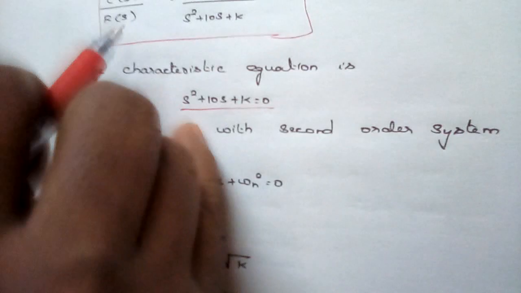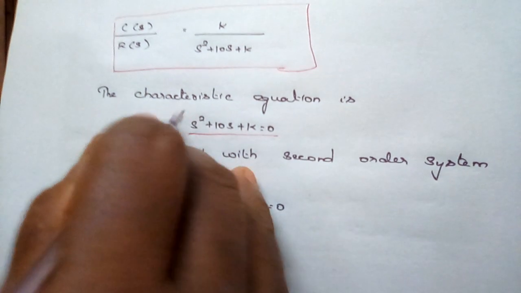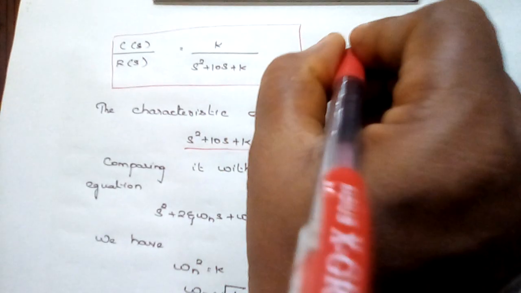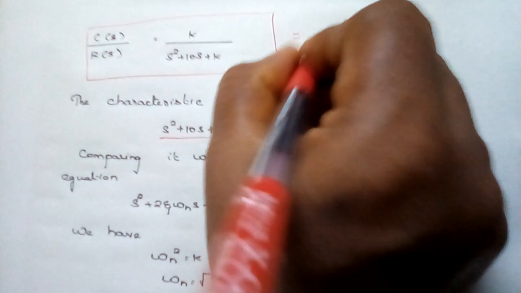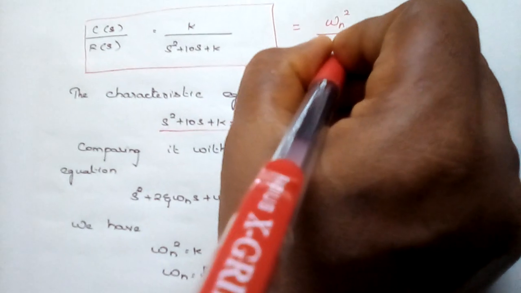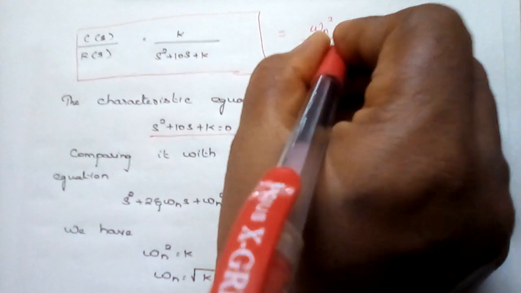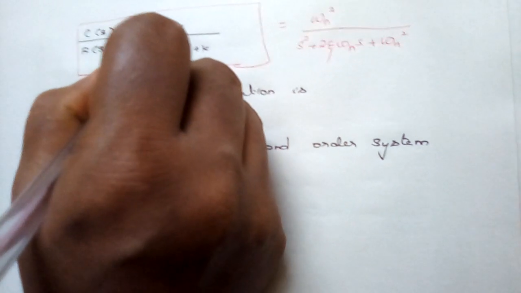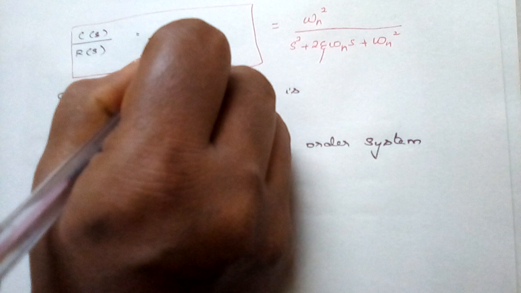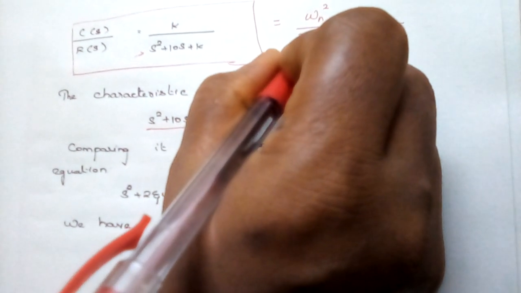And this transfer function is equivalent to the standard form of the second order transfer function. The standard form of the second order transfer function is omega n square by s square plus 2 zeta omega n s plus omega n square, right? So for our transfer function, the characteristic equation is s square plus 10s plus K, and the standard form is s square plus 2 zeta omega n s plus omega n square.